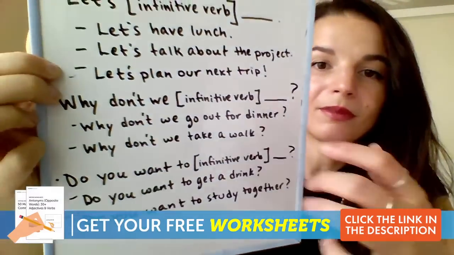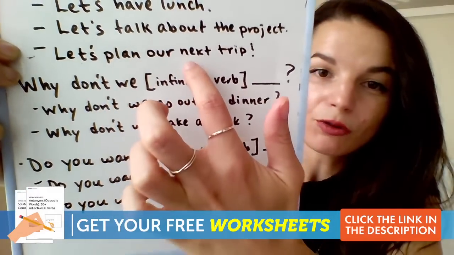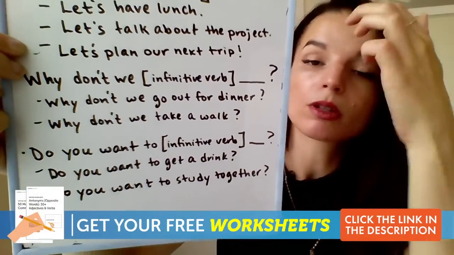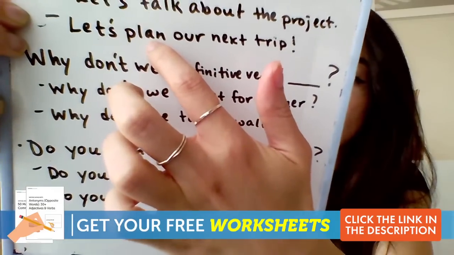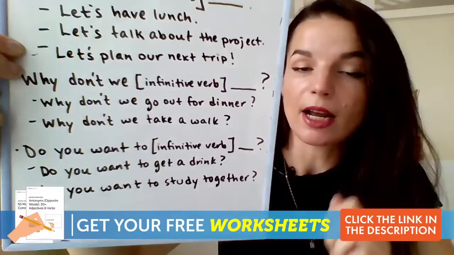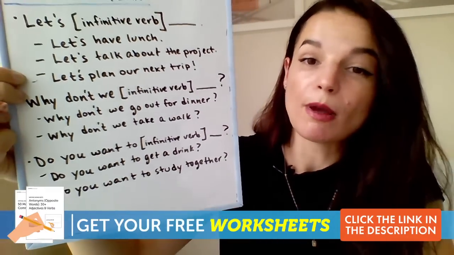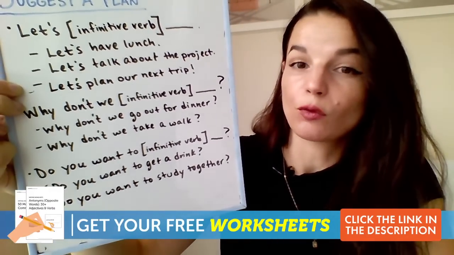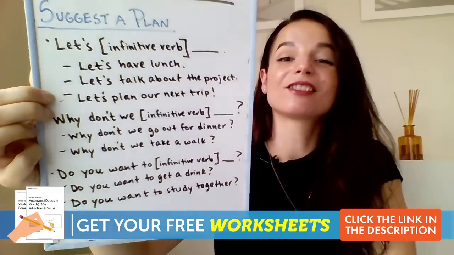All right. Or let's plan our next trip. Let's plan our next trip. So here is my verb. Let's plan. So let's plan our next trip. So the most basic way to make a suggestion for a plan: let's verb.